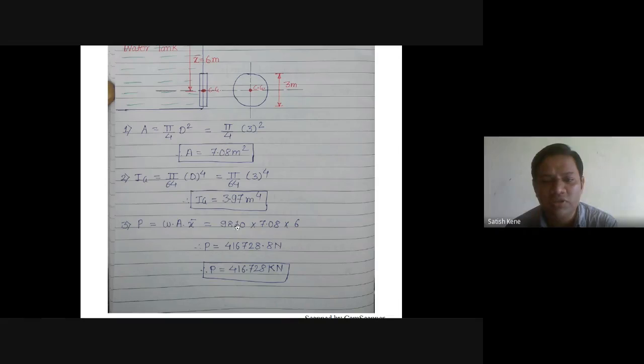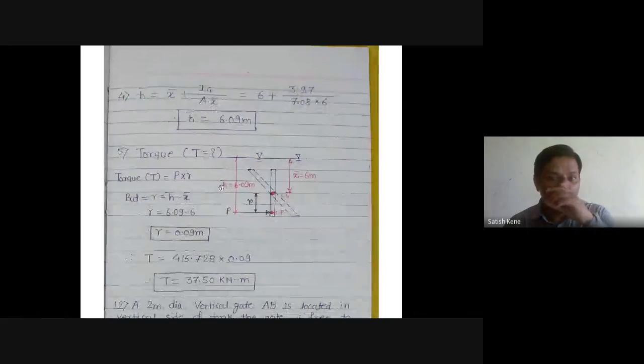So W is 9810, area is 7.08, X bar is already given in the numerical, that is 6 meter. So P is equal to 416,728.8 Newton. Means we can write P is equal to 416.728 kilonewton. This is in terms of Newton. 1 kilonewton is thousandth of Newton, divided by 1000. So P is equal to 416.728 kilonewton. Means below the CG, we have this force magnitude, 416.728 kilonewton, acting on the particular disc. Now we have to calculate the center of the pressure.